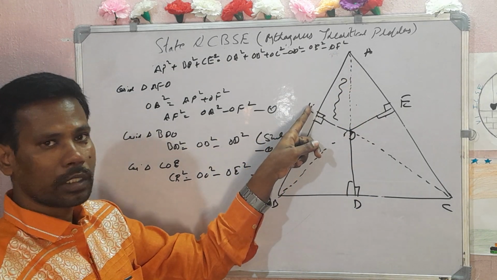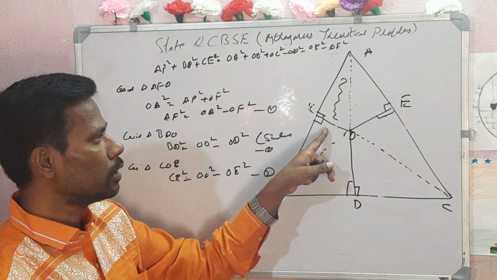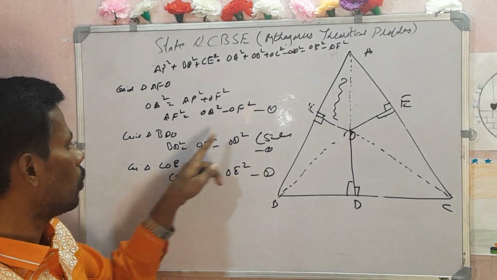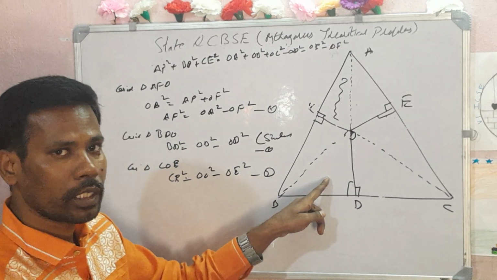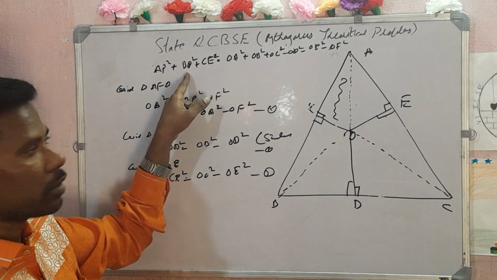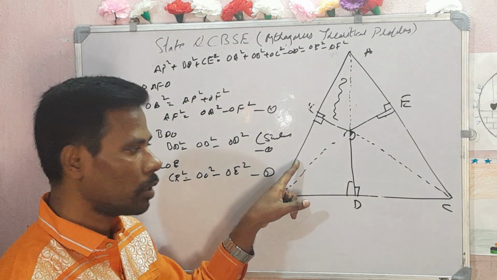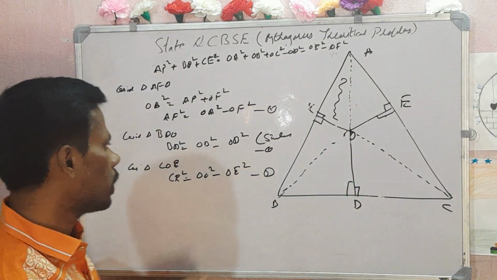AF square is there. So hypotenuse square minus this square will give this one. You can write directly this one. Next, BDO. Why do we have to take this triangle? Because, keep in mind what we have to prove: BD square. So BD square is equal to square on hypotenuse minus OD square.